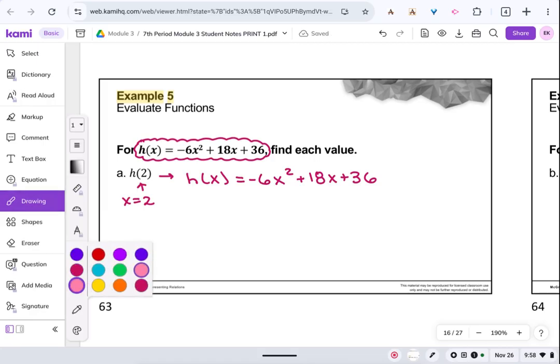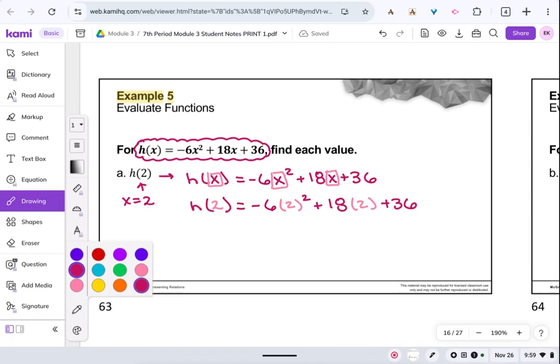Anywhere we see an x, we're going to replace it with a 2. Okay? So there's a lot of spaces with the x this time. So h of 2 equals negative 6 parentheses 2. Don't forget your exponent there. Plus 18 parentheses 2 plus 36.